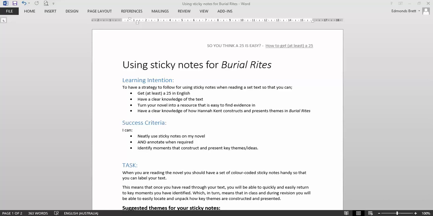is to teach you a few strategies that you can use so you can get at least a 25 in English, because a lot of you will be aiming for that and we want to help you out there. We want you to have a clear knowledge of the text, to turn your novel into a resource that's easy to find evidence in, and we want you to have a clear knowledge of how Hannah Kent, the author, constructs and presents themes in her novel Burial Rites.